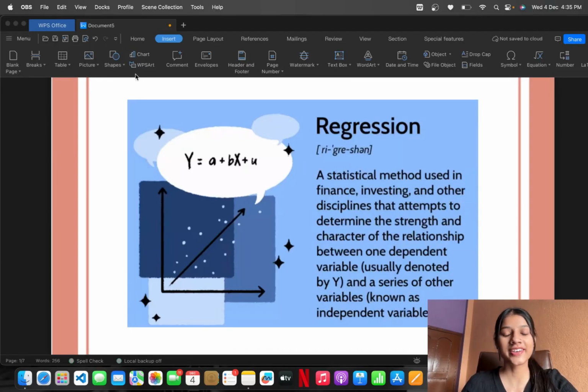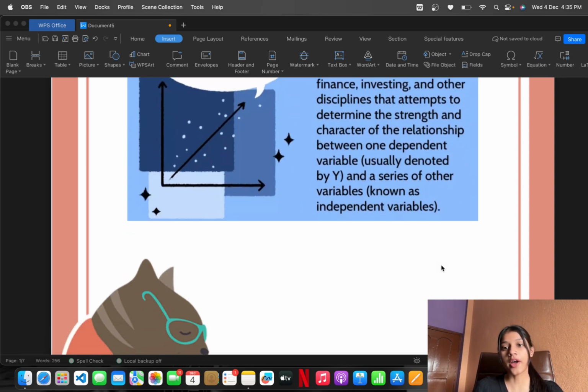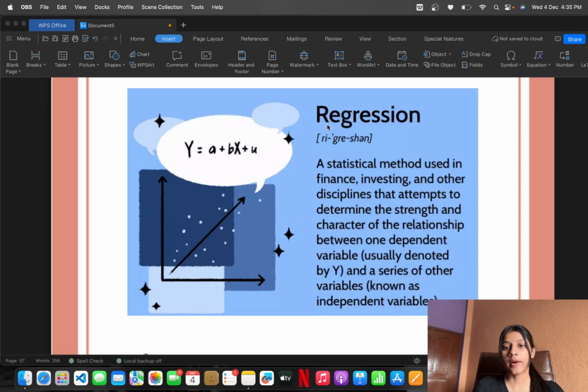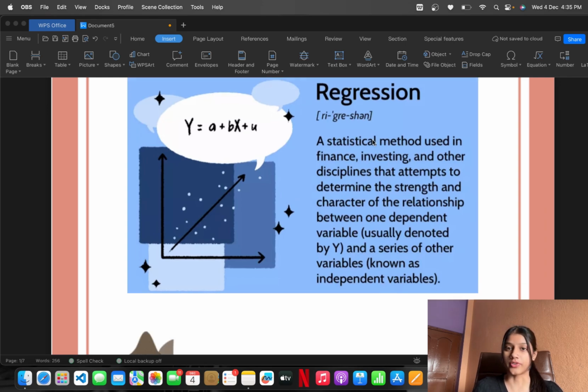Hello everyone. In this video, we will discuss regression modeling. A regression is a statistical method used in finance, investing, and other disciplines that attempts to determine the strength and character of the relationship between one dependent variable and independent variables. Now, I will explain in detail about regression with my handwritten notes.